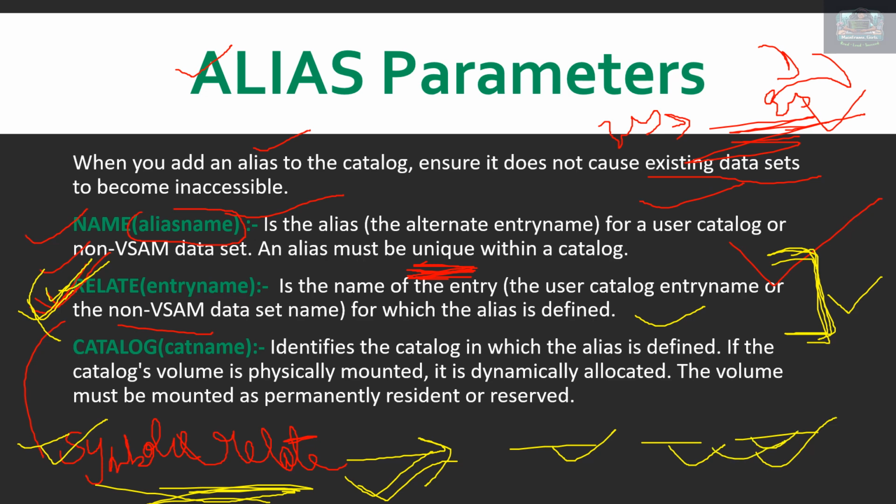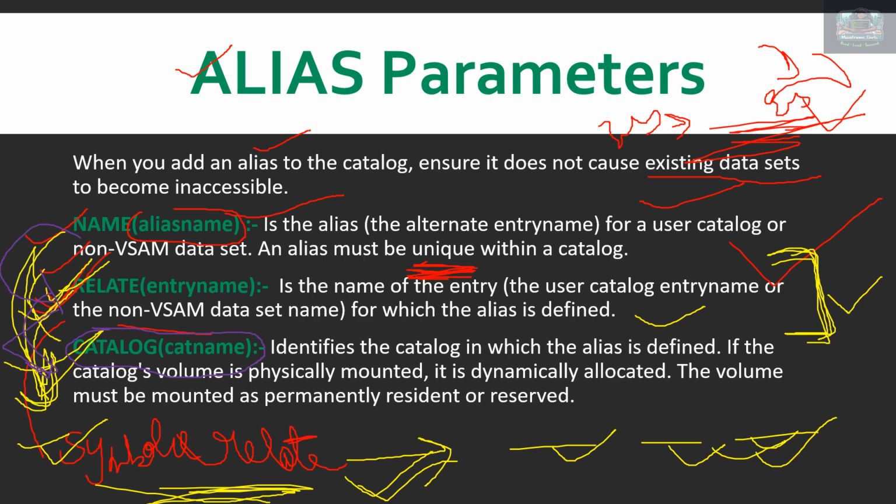And the last one is CATALOG. What is catalog? Here you will give the master catalog to which all the user IDs should be related. So whatever name you're giving, it should be related to this. Even the user catalog will be defined in the master catalog, and your name will be defined in the user catalog, so this is linked to the whole system. It identifies the catalog in which the alias is defined.